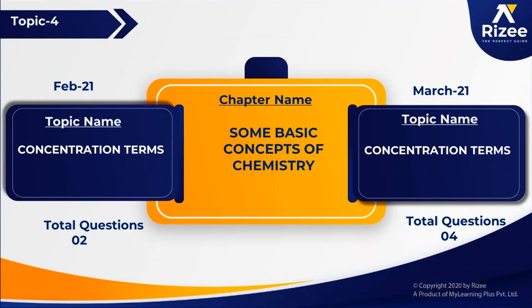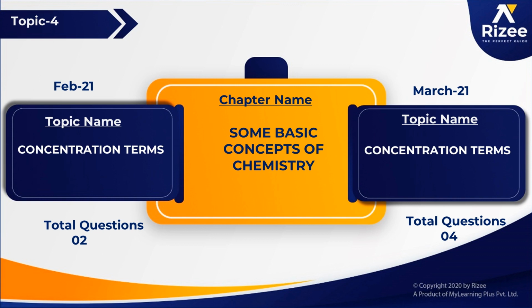The next chapter is some basic concepts of chemistry. In this chapter, one of the important topics is the concentration terms. In the concentration terms, in the Feb session, a total of 2 questions were given from this topic, and in the March session, a total of 4 questions were given from this topic. So from Feb and March, a total of 6 questions were given from this topic.